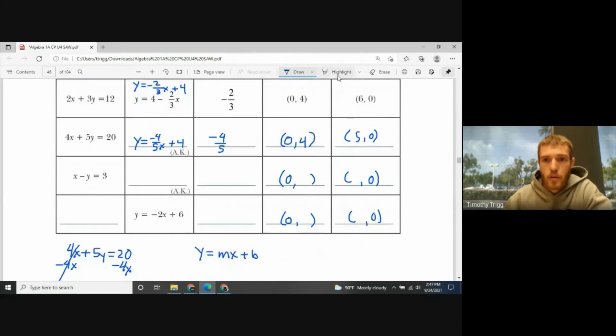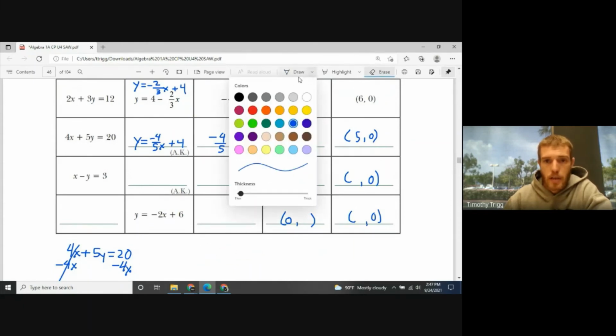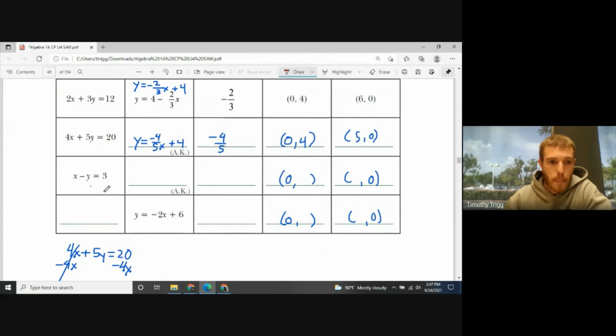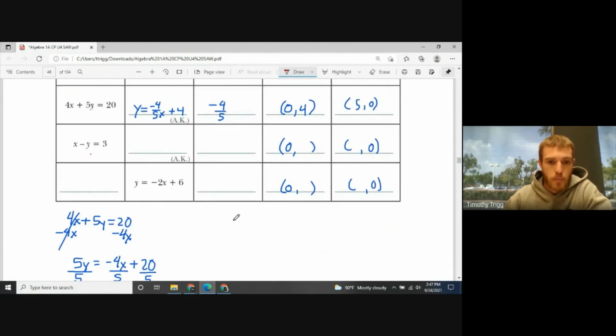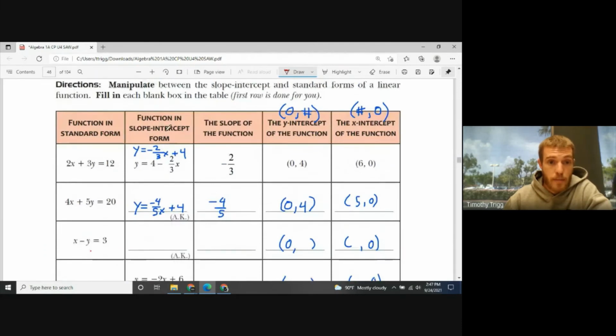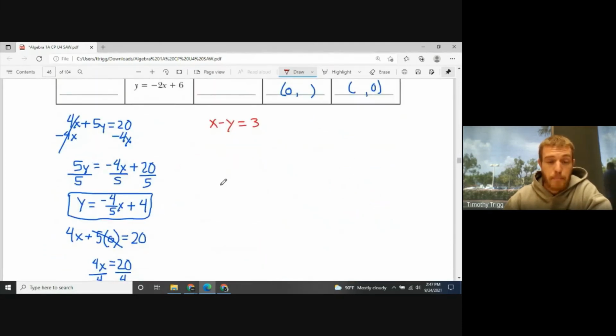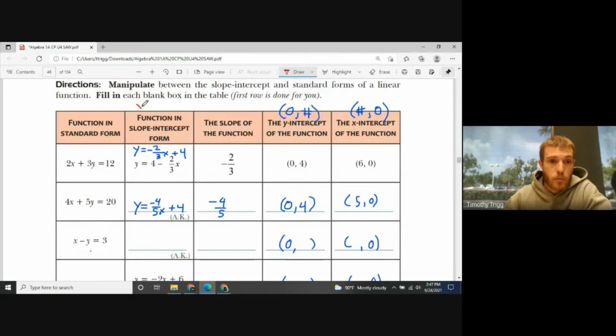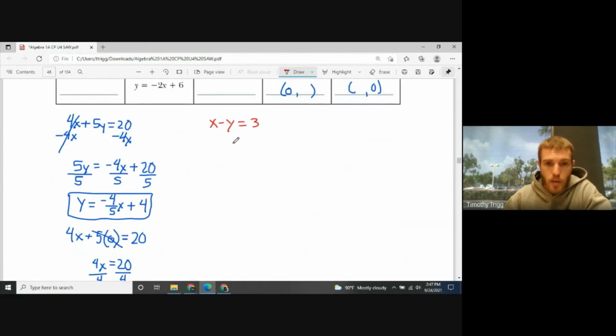So I'm going to erase this here, and I'm going to do the next one in red. So this one will be question 2. So this will be x minus y equals 3. Now again, to get it into slope-intercept form, y equals mx plus b, we need to solve for y. So we want to get y by itself. So the first thing I would do is subtract x on both sides of the equation.